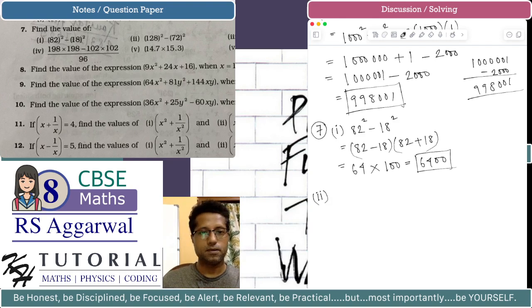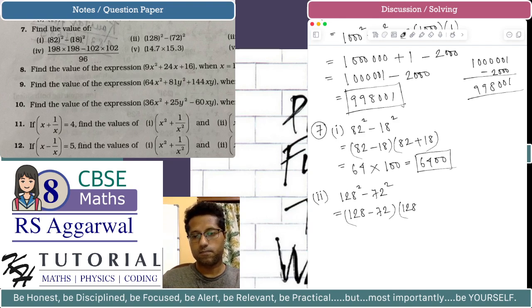Part 2 is 128 square minus 72 square. So this is also a square minus b square. So the answer is a minus b multiplied by a plus b. So a minus b is 128 minus 72, that will be 56, and 128 plus 72 is 200. So this is equal to 11200.